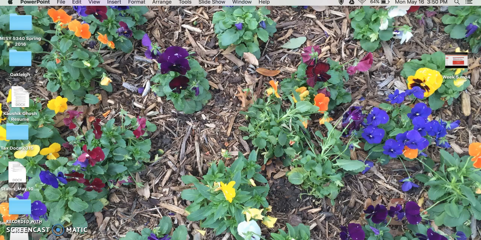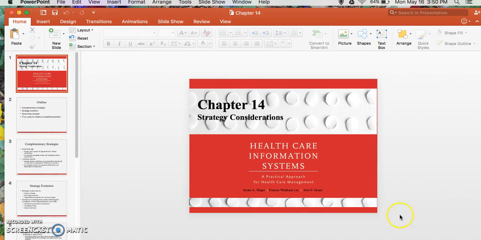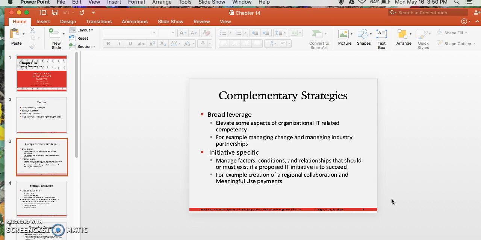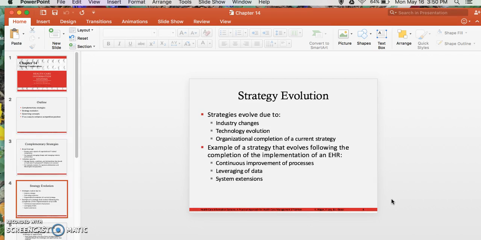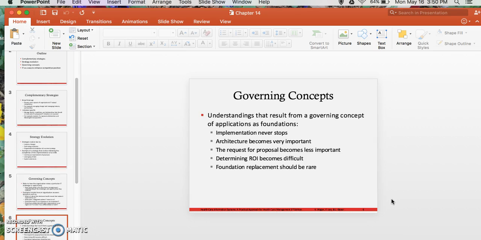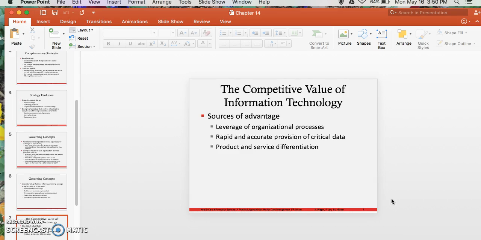Then we look at chapter 14, which is basically strategy considerations. You can say it's a part two of chapter 13, where he talks about different types of strategies, complementary strategies. How does the strategy evolve? And it also talks about the context of healthcare. How does information technology help in governance? So you talk about governance concepts, the competitive value of information technology.